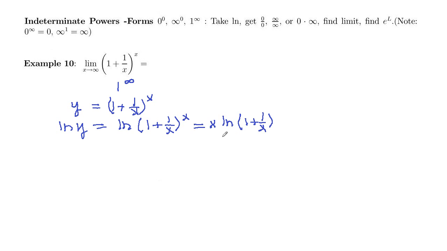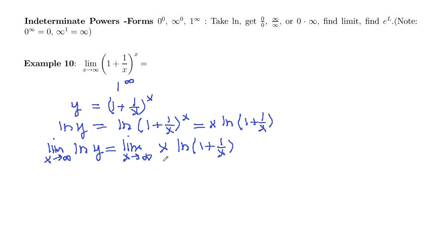And now we want to take the limit of this expression. So the limit as x goes to infinity of the natural log of y is the limit as x goes to infinity of x times the natural log of 1 plus 1 over x. And x is going to infinity, so this is infinity times this piece going to 1. So log of 1 is 0, so infinity times 0.